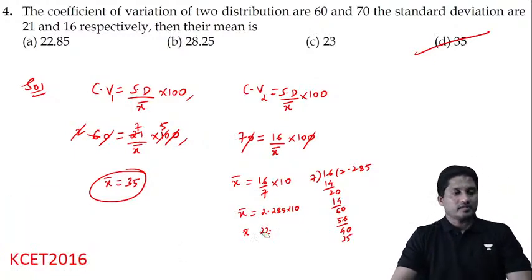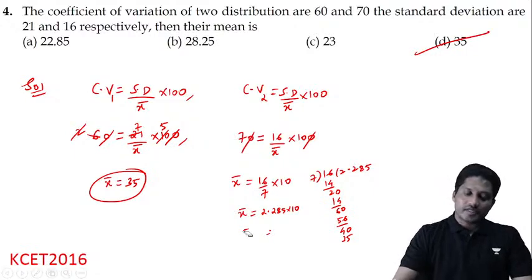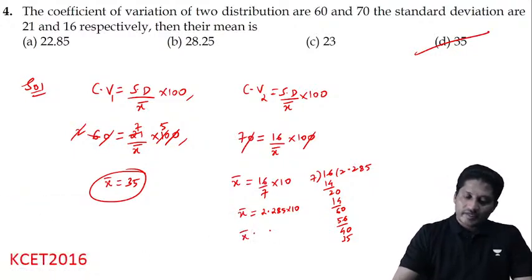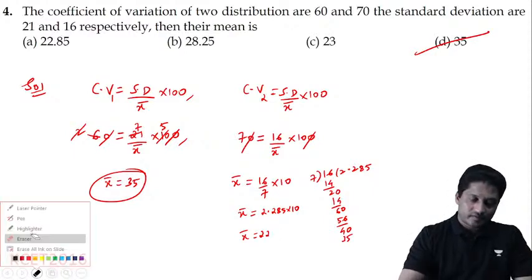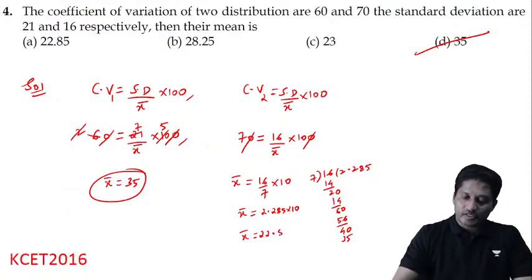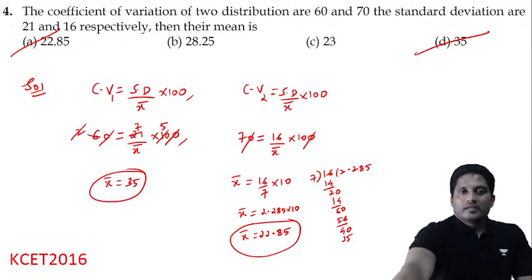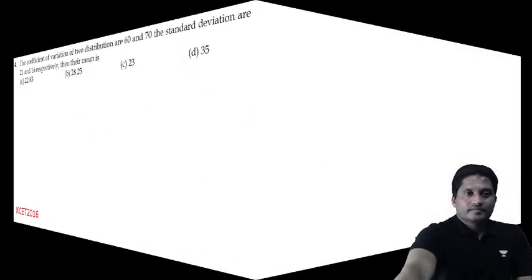When this is possible, x bar is equal to 22.85. That's the first option. Usually this will not happen, guys. It is the rarest of rare cases. In CET, JEE, you will get only one option, right. Let's move to the next question.